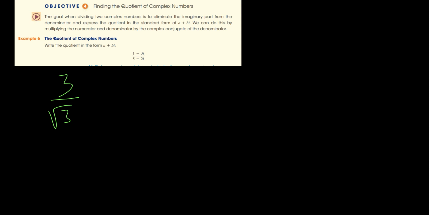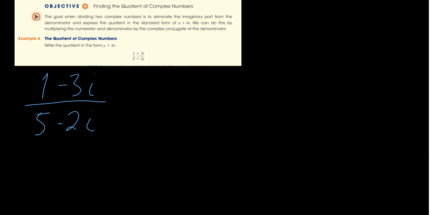All right, and the same thing kind of revolves around having a complex number in the denominator. So what we're going to do to get rid of the complex number in the denominator is we're just going to simply multiply by the complex conjugate. Okay.